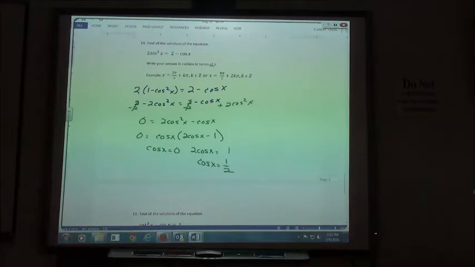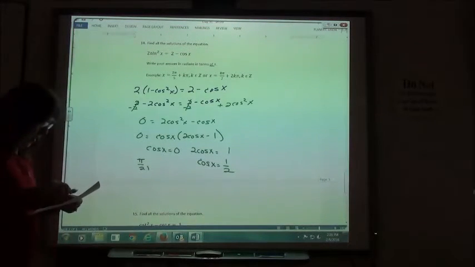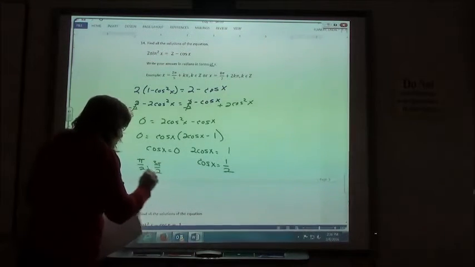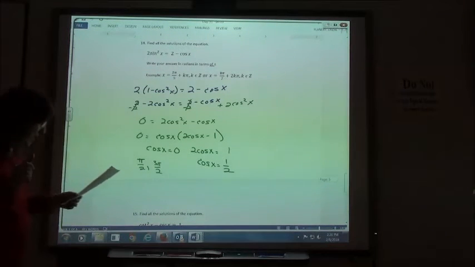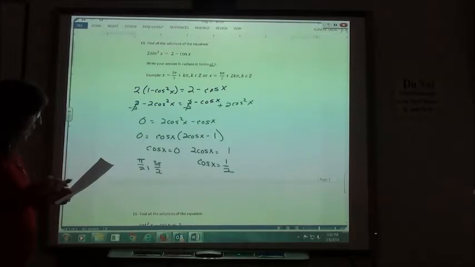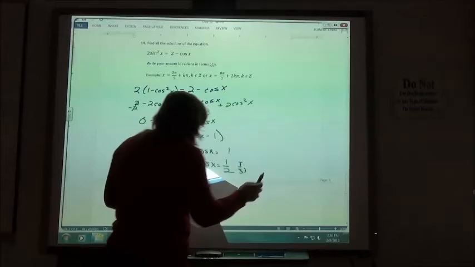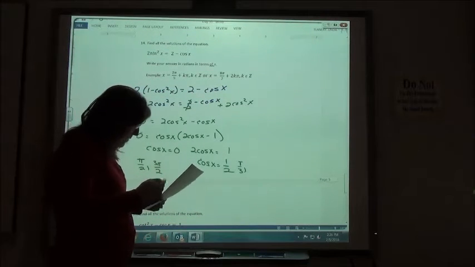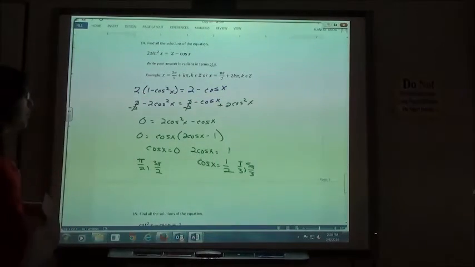So looking up in my table, for the cosine equals 0, I am at pi over 2. Cosine equals 0 at 3 pi over 2. Those ones I'm going to be able to combine because they're 180 degrees apart. Cosine of x equals 1/2 at pi over 3, and at 5 pi over 3. Those ones I'm not going to be able to combine. They're more than pi apart.